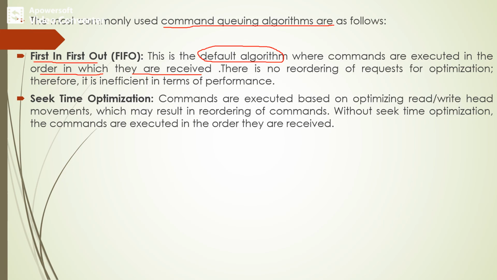In whatever sequence the commands were received, in the same order those commands are executed. There is no reordering of requests for optimization. We are not reordering or resequencing the requests or commands. Whatever the sequence in which commands were received at the front end, in the same order they are executed. So it is inefficient in terms of performance. Obviously, first in first out is an inefficient algorithm with respect to performance.